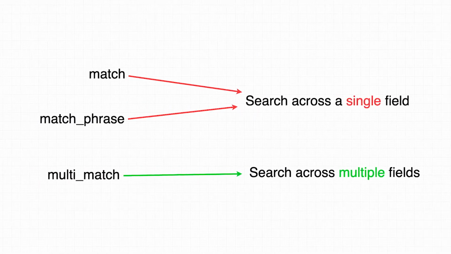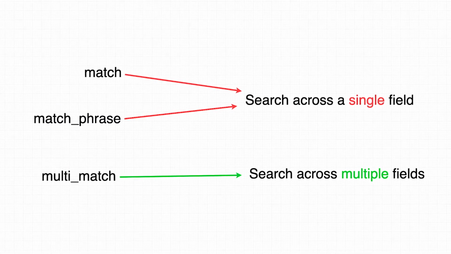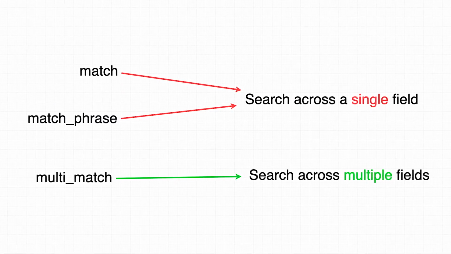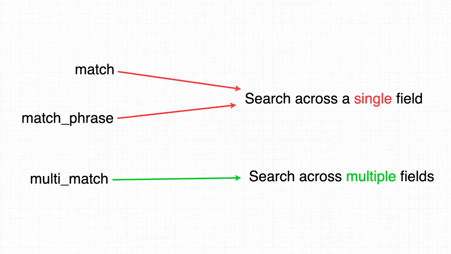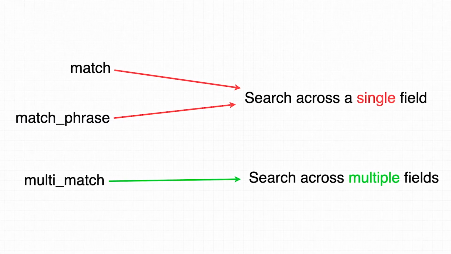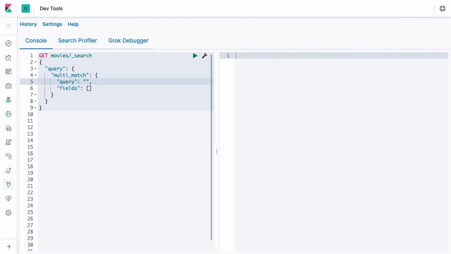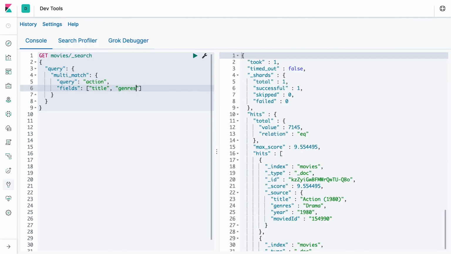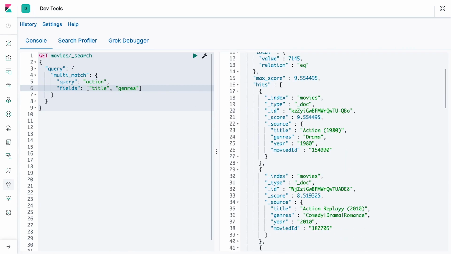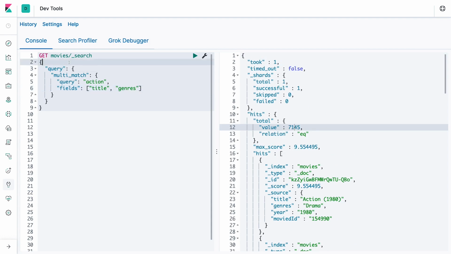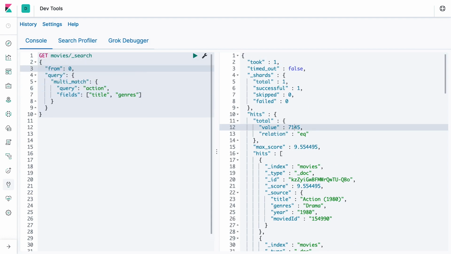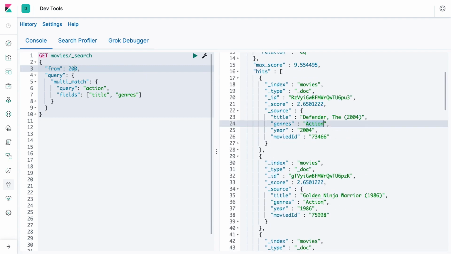result. So far, we've used the match and match phrase queries, which allows us to search across a singular field. In order to search across multiple fields, we can use the multi-match query. Let's do a search for the term action across the title and genres field. If we skip a couple pages using the from option, we can see that we get results of action movies without the term action in the title, verifying that the query indeed did a match across the fields we specified.